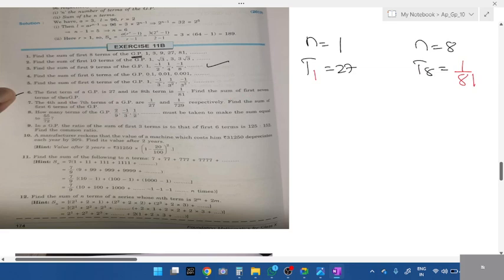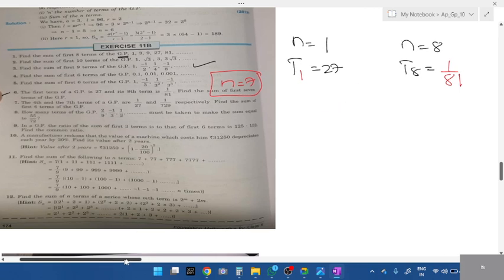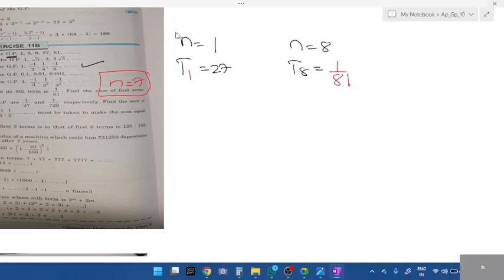Find the sum of the first 7 terms of the GP. Okay, we need to find the sum of the first 7 terms. n is equal to 7. Later, we find the sum. First, we have to equate this and find the value of A and R, students. A and R. Okay, this is a GP question. The first equation is given, and this is the second equation.